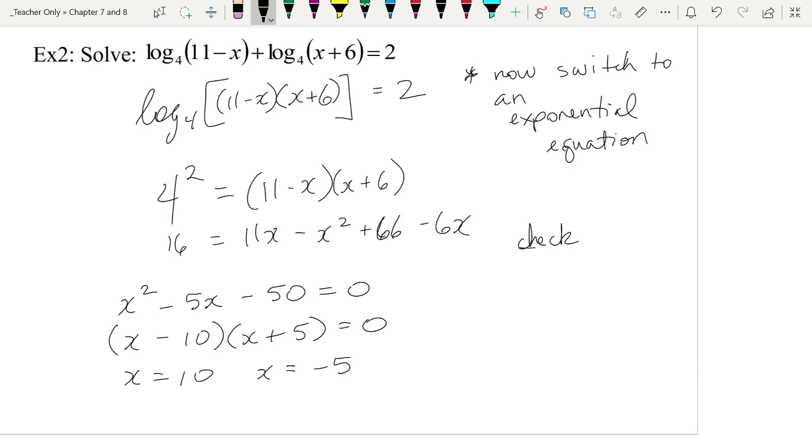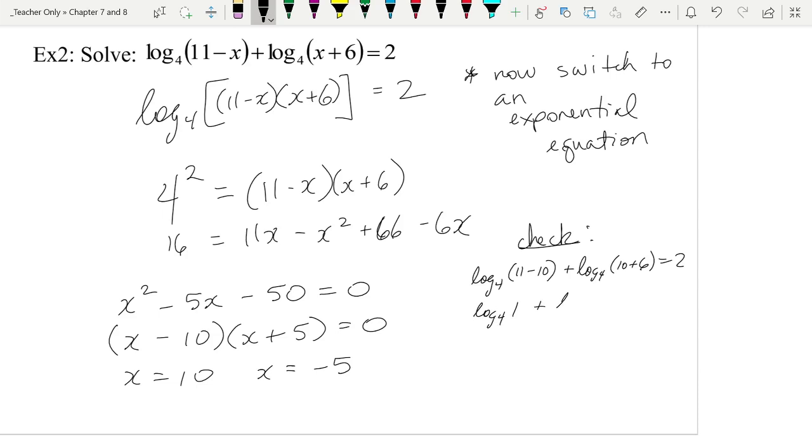Let's do a check. First, we'll check the 10. Does log to the base 4 of 11 minus 10 plus log to the base 4 of 10 plus 6 make 2? Well, 11 minus 10 is 1.